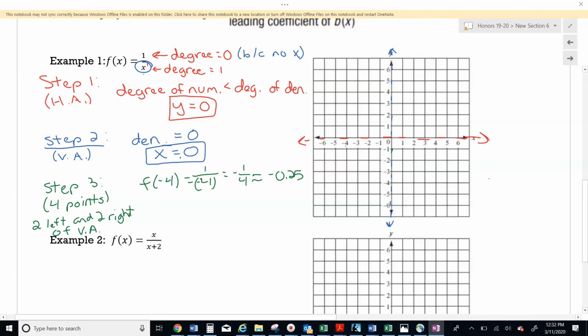So that's negative 4 and negative 1/4, so it's right here. Then let's do f of negative 1. Usually pretty close to the vertical asymptote is a good idea. So that's 1 over negative 1, which equals negative 1. So at negative 1, it's at negative 1. Those are the 2 to the left. So let's do the 2 numbers to the right. So f of 1. 1 divided by 1 is just 1.